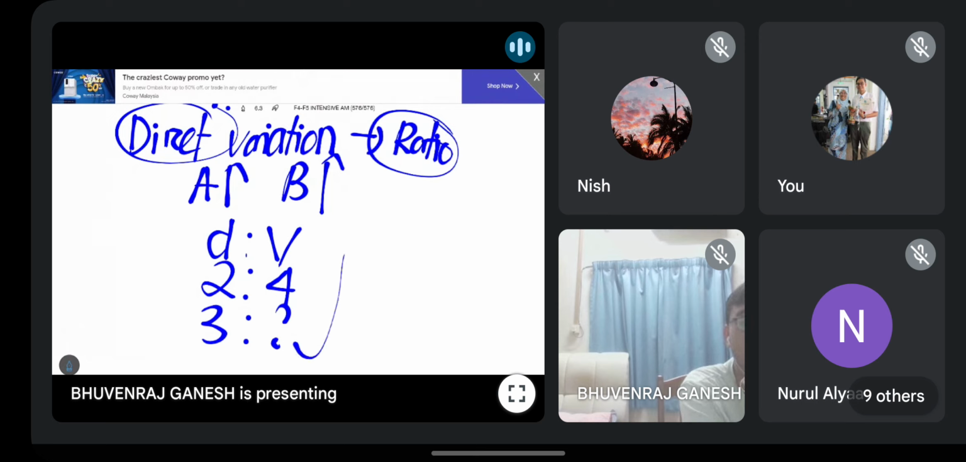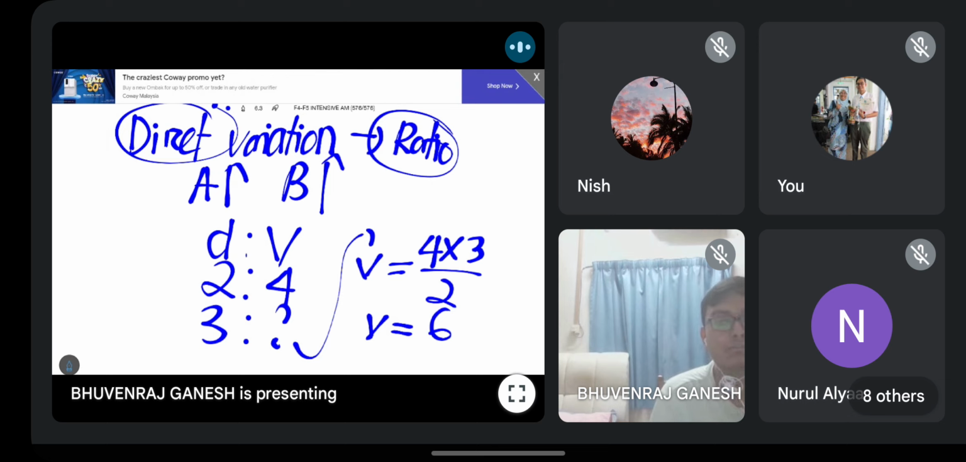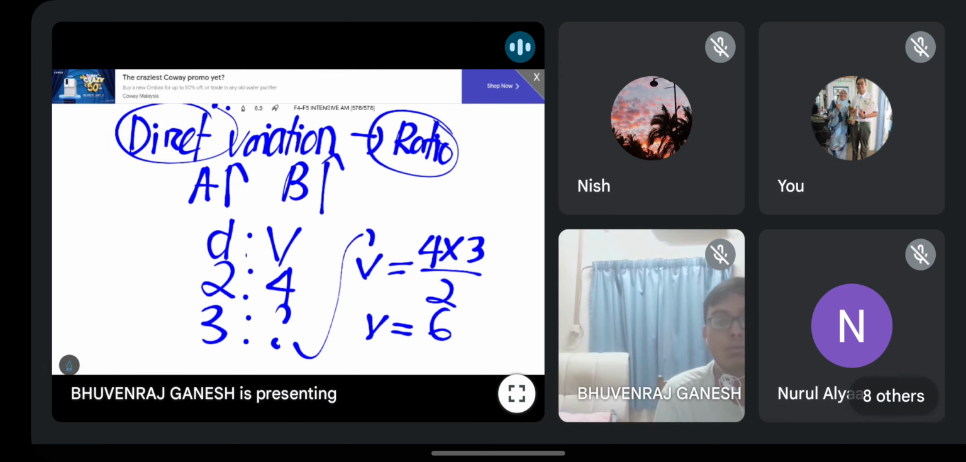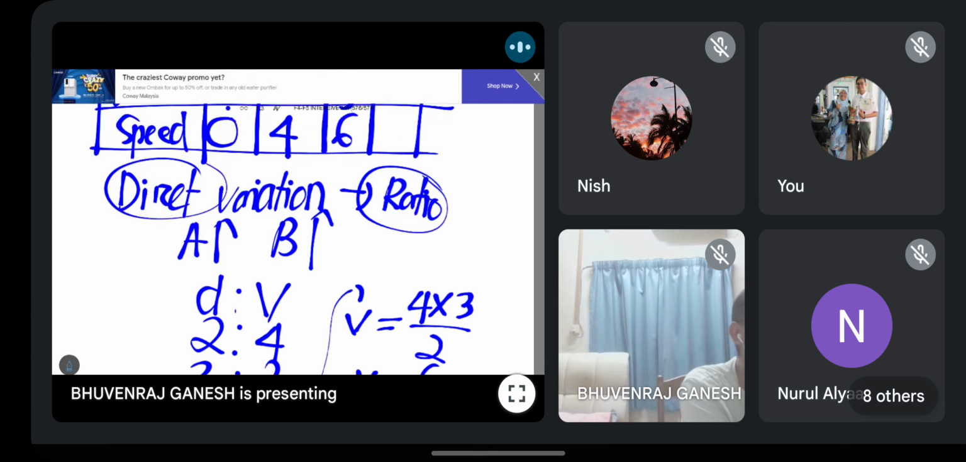I rasa kamu semua tahu kan how to count this. V sama dengan 4 kali 3 bahagi 2. That's why your jawapan is 6. Do you all understand? So basically, ratio konsep boleh tunjuk juga konsep ubahan. Okay, nisbah boleh tunjuk ubahan. So this is the concept you all must know also. Ada banyak konsep yang support this chapter. So yeah, like this lah.